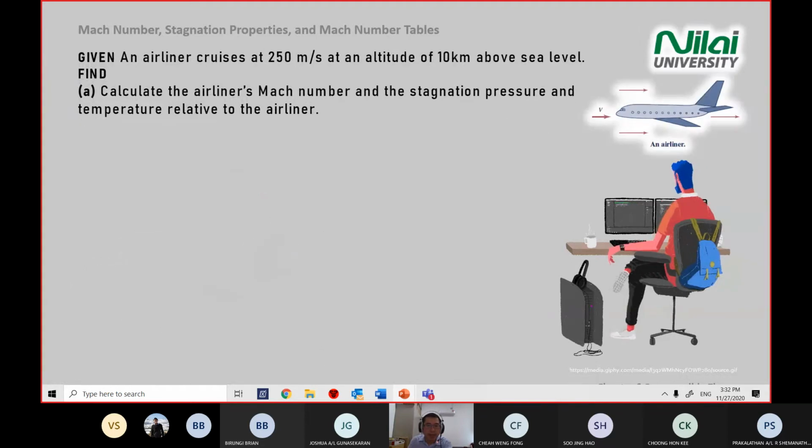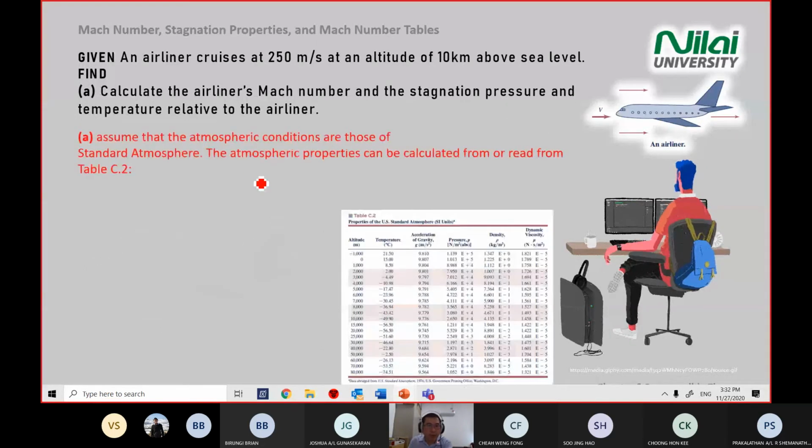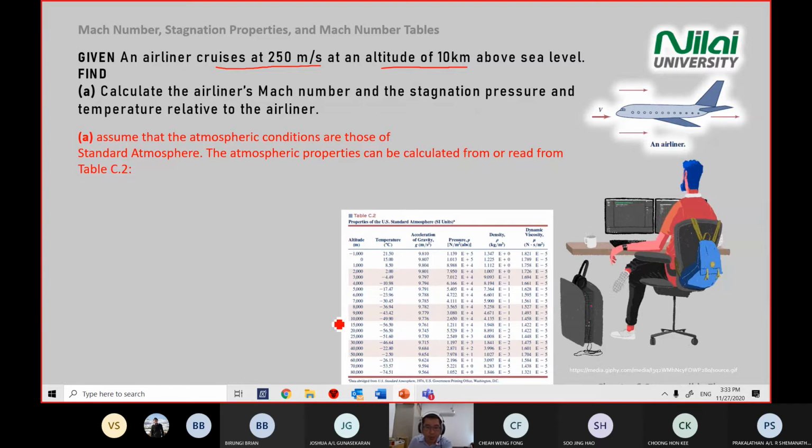Now the strategy to solve is quite direct also. You are given your speed is 250. The distance is 10 kilometers. So from table C.2, you look at the row of 10 kilometers, which is here, because the altitude unit is in meters. 10 kilometers is 10,000 meters, this one. So you use all the parameters you have in this table. You have Celsius, you have gravity, you have pressure, you have density, you have mu.